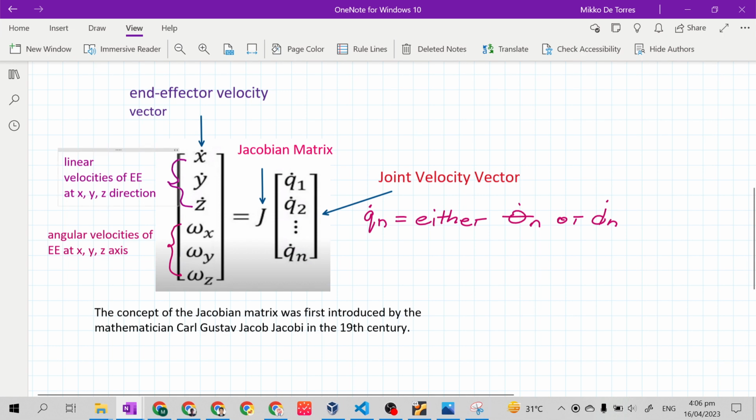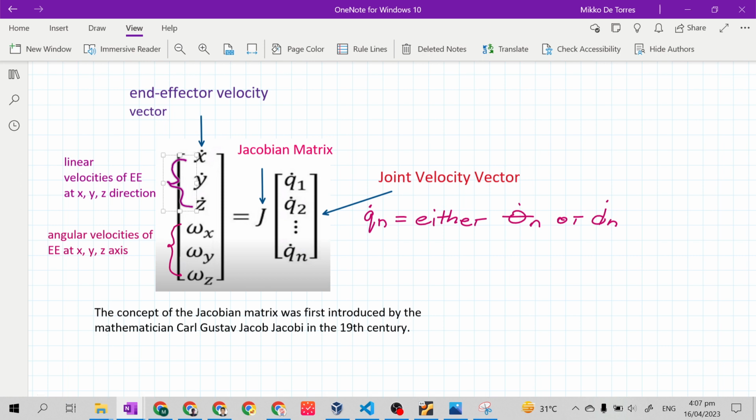The end effector velocity vector is composed of the three linear velocities of the end effector, the x prime, y prime, z prime, which are the velocities of the end effector in the x, y, and z direction, while omega x, omega y, omega z are the angular velocities of the end effector about the x, y, and z axis. The joint velocity vector is composed of the joint variables of the mechanical manipulator, but in differential form. So these are the theta n prime or the dn prime.